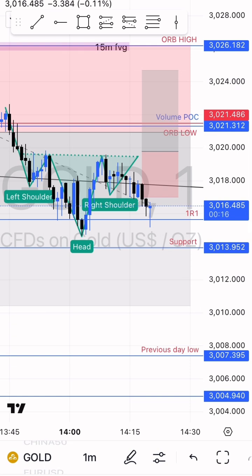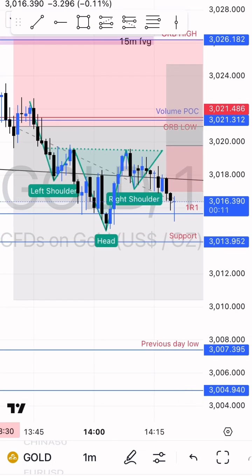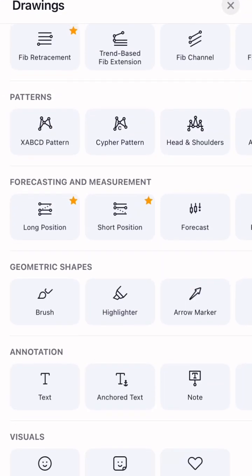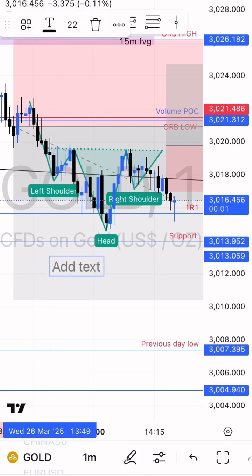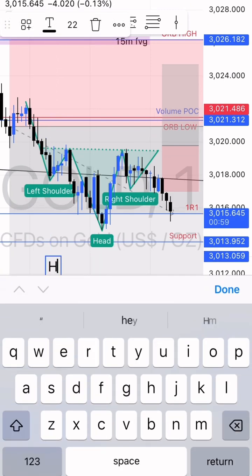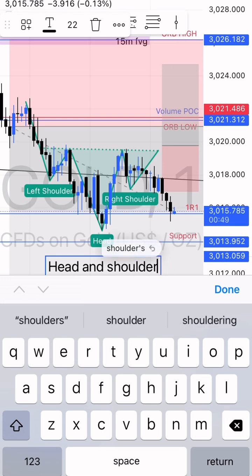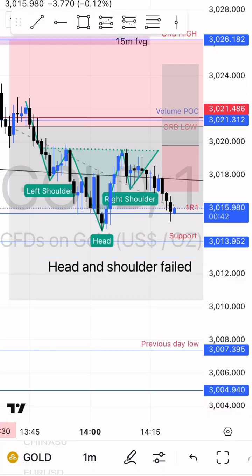So guys, this is why we don't just jump into a trade, you see. Now, this chart pattern has failed. The head and shoulders failed because it's not supposed to break the shoulder. You see, it's not supposed to break that shoulder line. So the head and shoulders here right now has failed. So please guys, don't always jump into a trade.